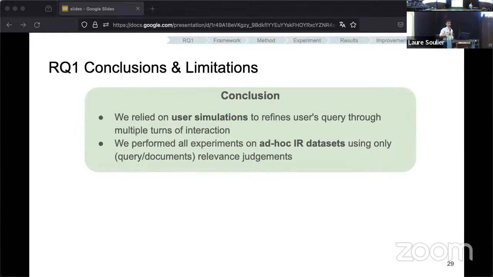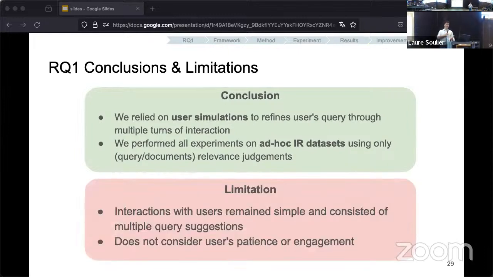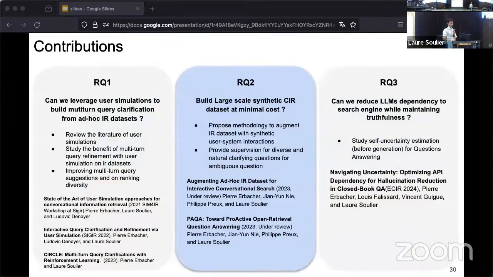To conclude, we rely on these works on user simulation to refine user query through multiple interactions. And we perform all of our experiments on ad hoc IR datasets that only contain the query and document relevance judgment. The main limitations are that interaction with the user is very simple and only consisted of a few query suggestions. And we do not consider other parameters of the user simulation, such as patience, engagement, or cognitive load.